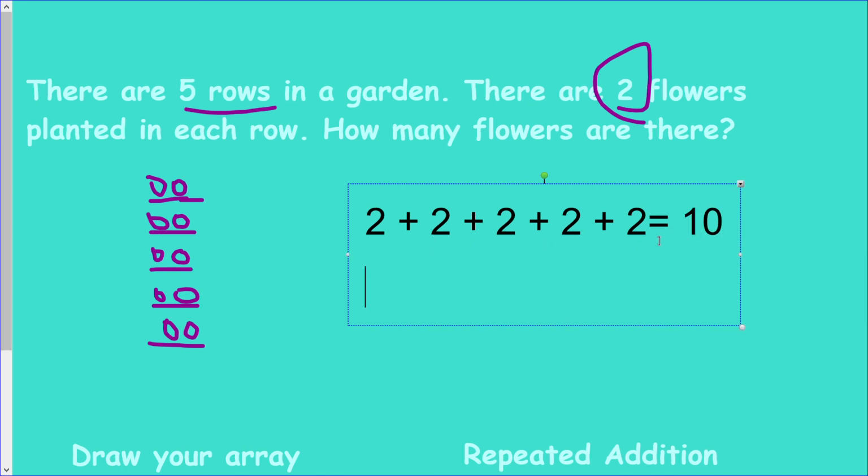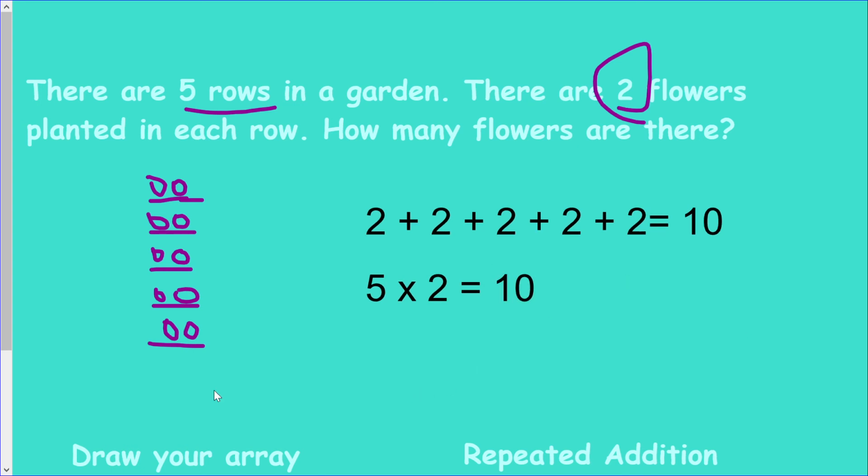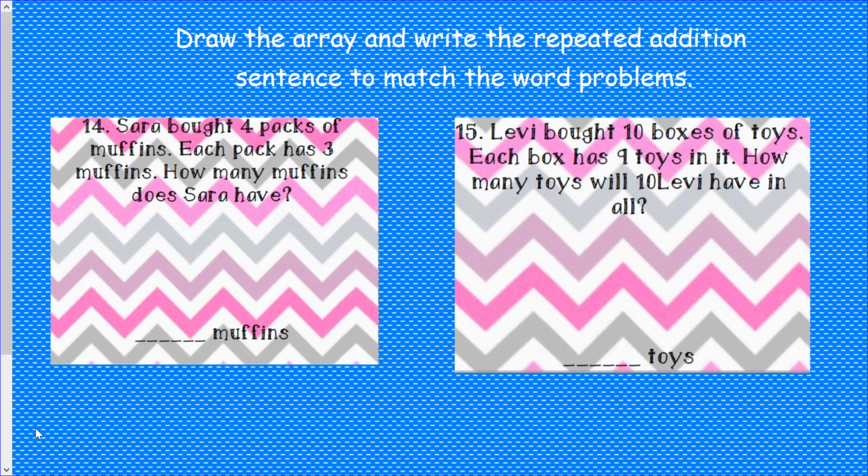Multiplication sentence. How many rows of flowers did you have? 5. How many flowers were in each row? 2. So 2 times 5 is 10. There we go. All right.